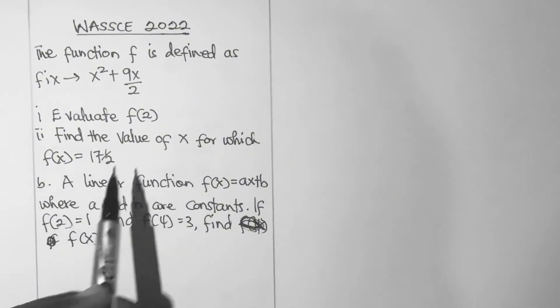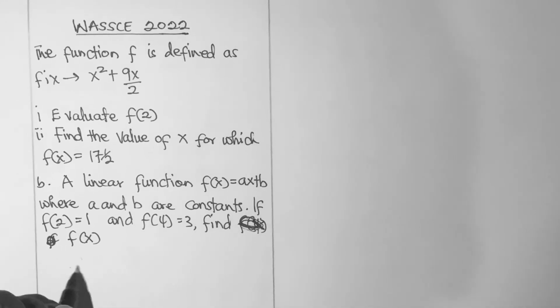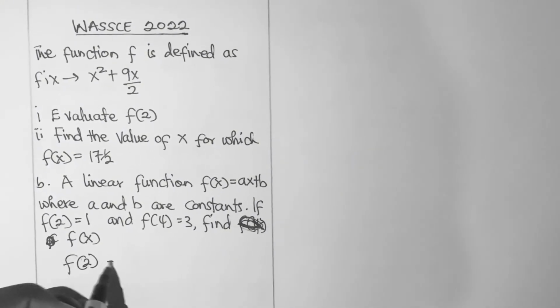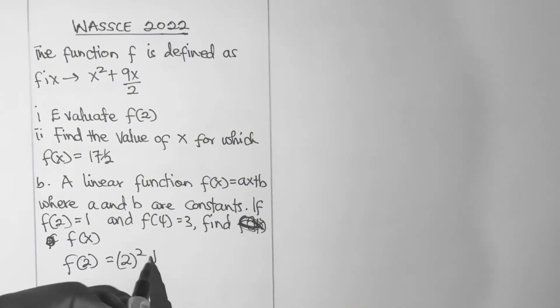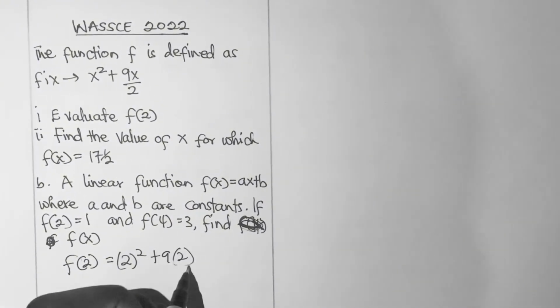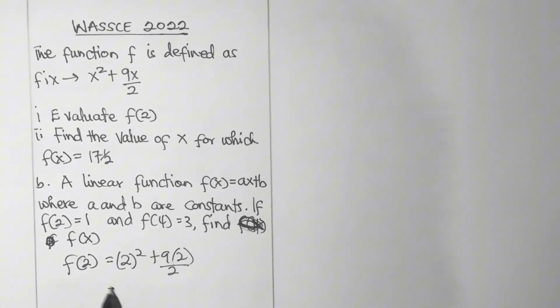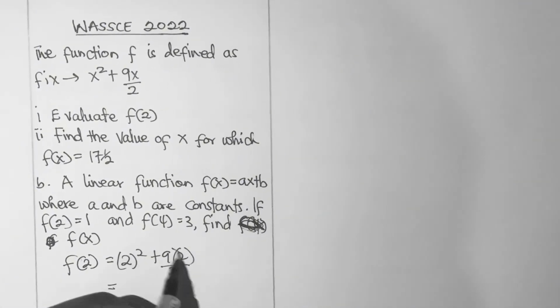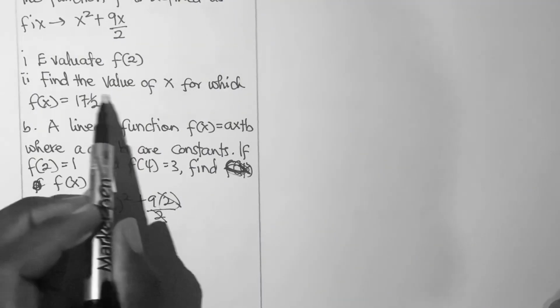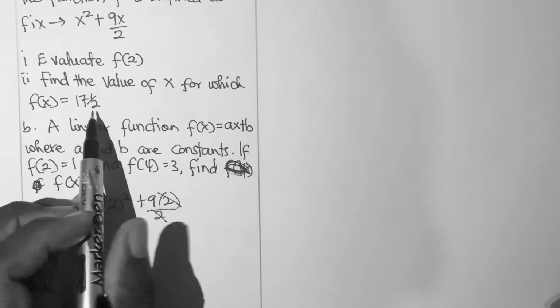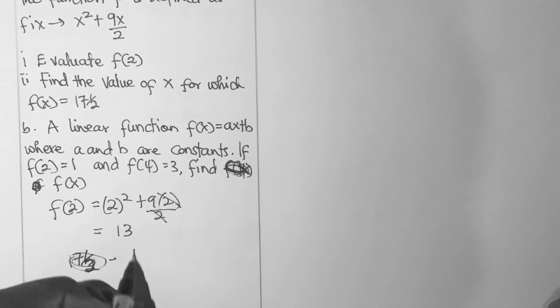It says that we should evaluate f of 2. So f of 2 is equal to 2 squared plus 9 times 2, divided by 2. 2 squared is 4. Then this 2 and this 2 will cancel. 4 plus 9 is 13. So f of 2 is 13.